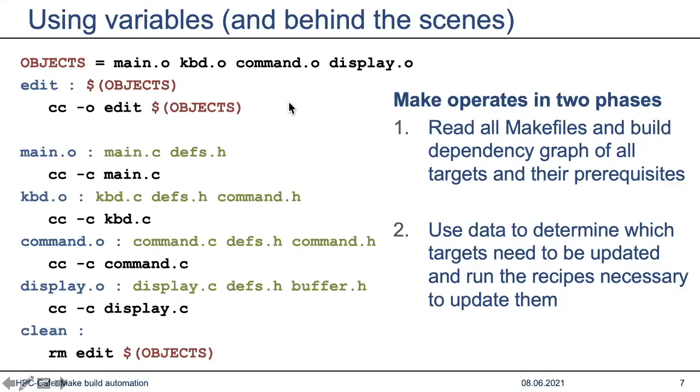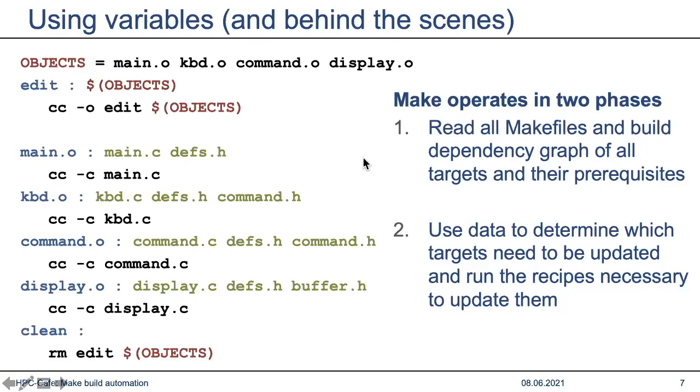Some behind the scenes knowledge, and this is difficult to understand in the beginning. The make language is not a sequential or procedural language. So make doesn't interpret this line by line, and this is how it gets executed. Actually, what happens is make operates in two phases. In the first phase, it reads in all the makefiles, and it builds a dependency graph of all the targets and their prerequisites.